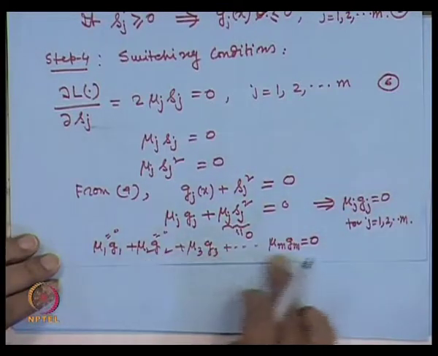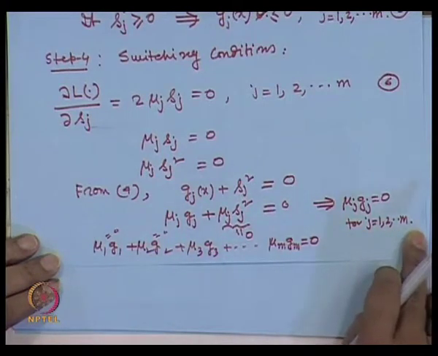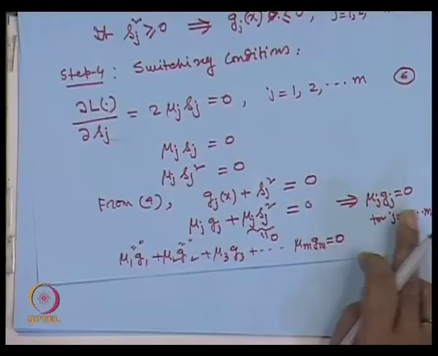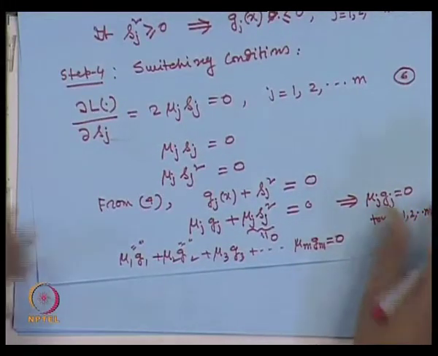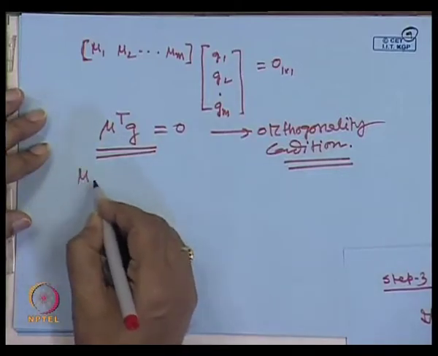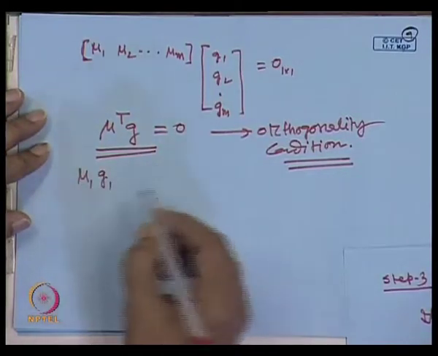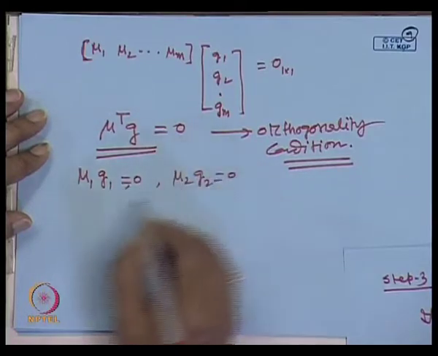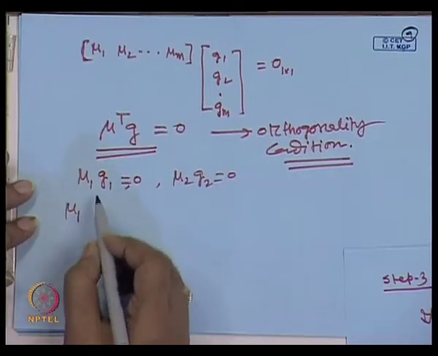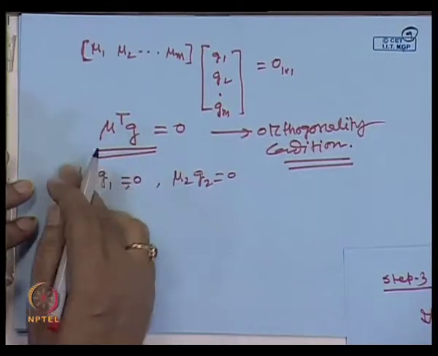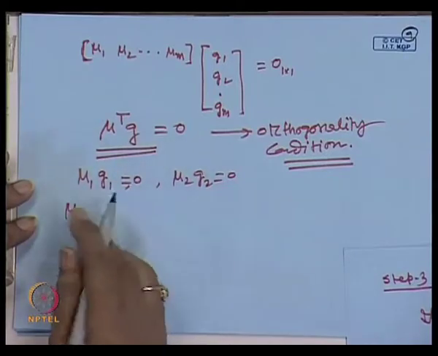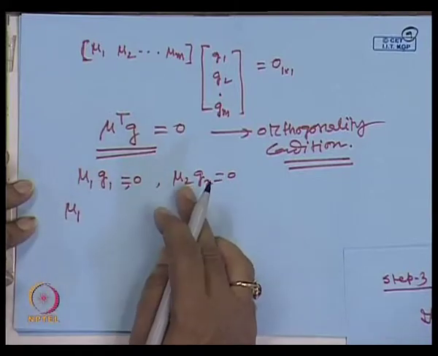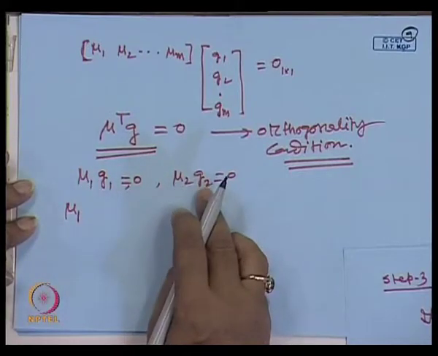So if you have m such conditions, how many possibilities are there to make these conditions zero? Let us say we have only 2 inequality conditions, one is this equal to 0 and this is equal to 0. I can consider mu1 is 0 when g1 is not equal to 0, then this condition is satisfied, and I can consider g1 is 0, but mu1 is not 0. Similarly, here mu2 is 0, but g2 is not 0.